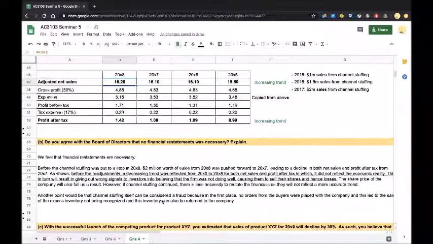A side point is that channel stuffing is actually a fraudulent practice in the first place, because no orders from the buyers were placed with the company, and this led to the sales of the excess inventory not being recognized. And this inventory also might be returned to the company later on. So this inaccurate recording of all the financials should be solved. So our group feels that financial restatements are necessary.